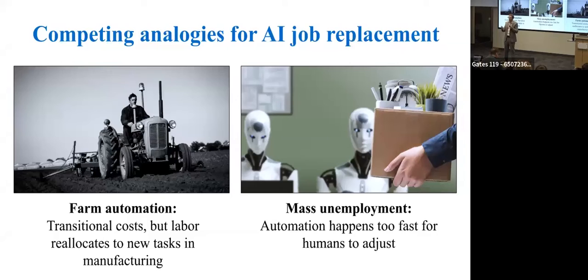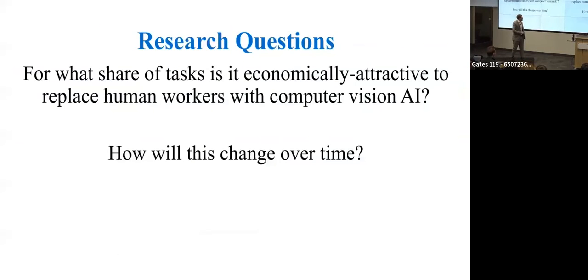Okay, so this question matters a lot, and we are, as I say, specifically going to be thinking about this job replacement question. Now, like others, when we think about this research question, we're going to ask it in the context of particular tasks. So we're going to say, what share of tasks is it economically attractive to replace human workers with computer vision AI? I'm going to come back to that in a second. And then, how is this going to change over time?